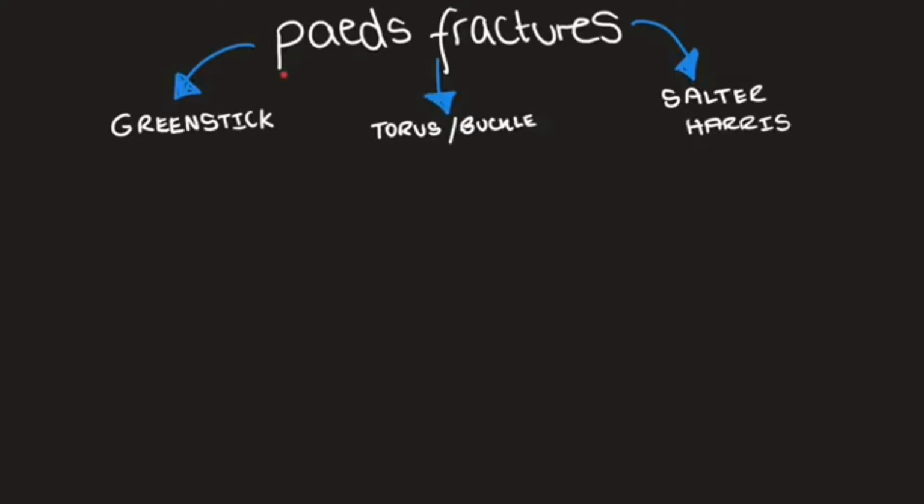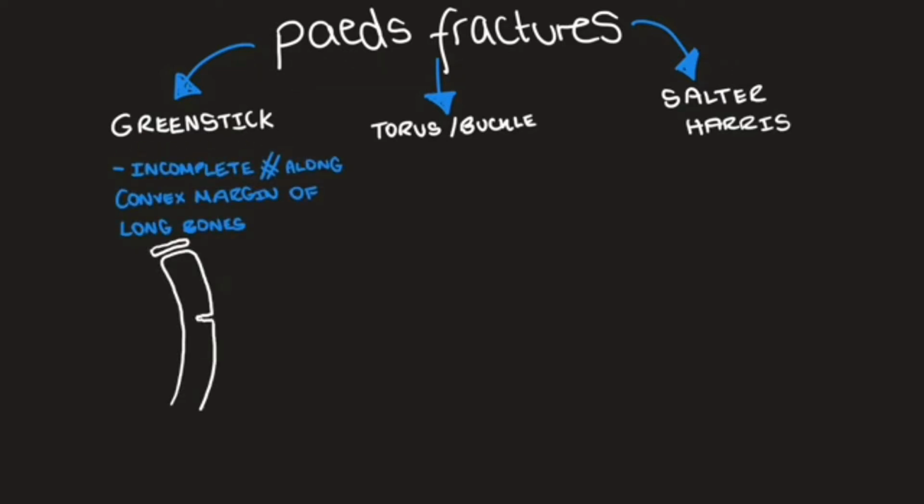Specific to paediatric population, there's three main types of fracture patterns. The first one is Greenstick fractures. Secondly, you've got Torus or buckle fractures. And then thirdly, you've got Salter-Harris fractures. So we'll go through each of these in detail now.